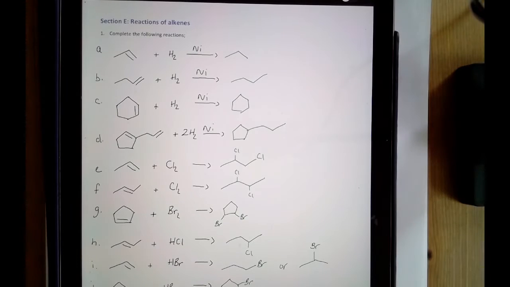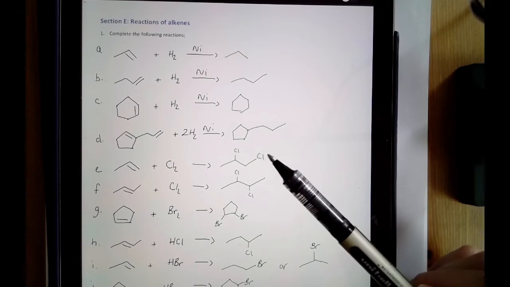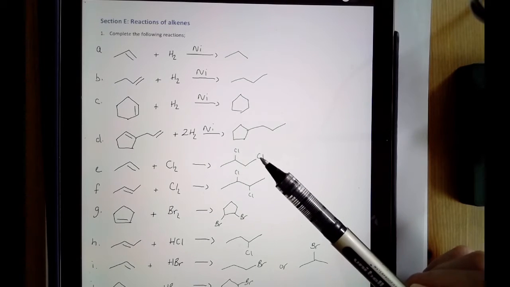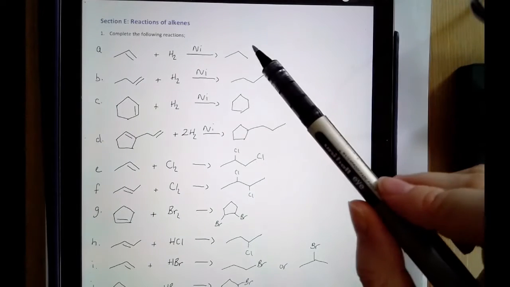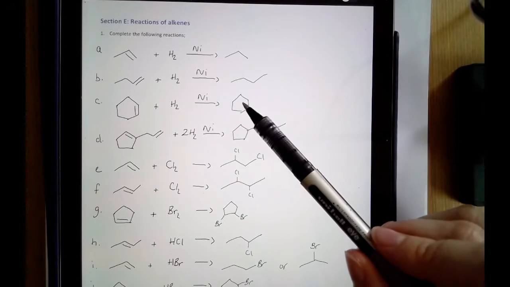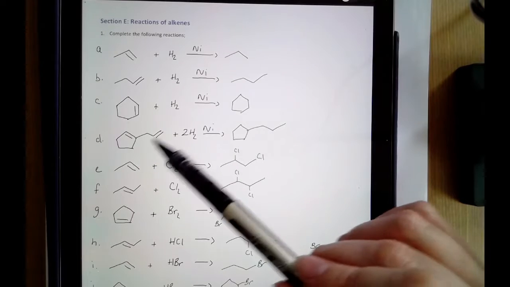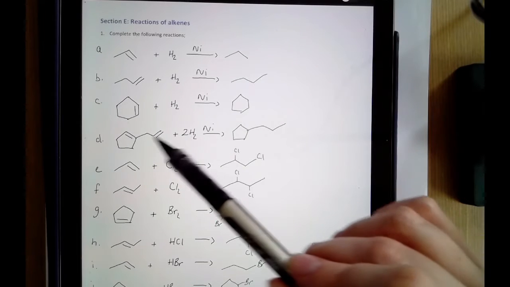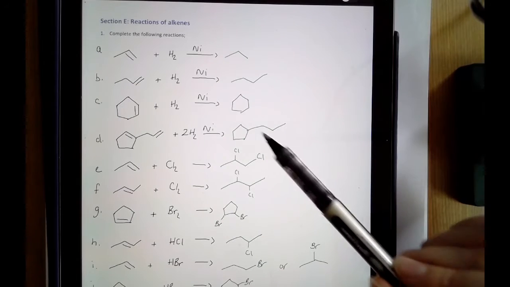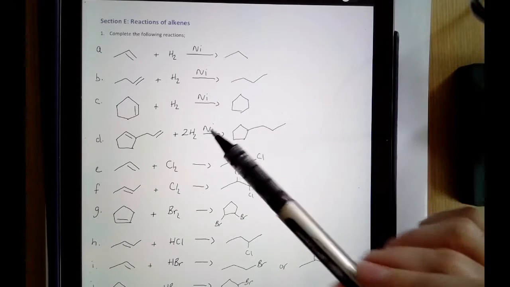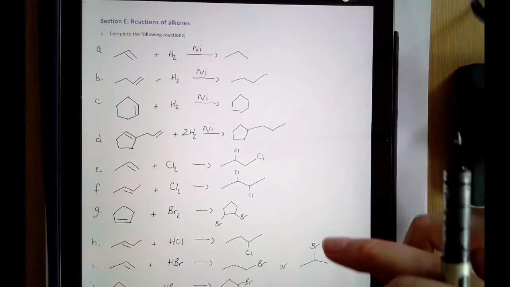Okay, so I've done out the answers here. I haven't drawn the hydrogens in because it's skeletal formula. You shouldn't really be drawing the hydrogens in. So here I'm just going from an alkene to an alkane, and I'm doing that every time. I'm just losing the double bond. In D, I've got 2 equivalents of H2, so I can get rid of both of those double bonds and just end up with my alkanes. And you'll see that it's always in the presence of a nickel catalyst when you react with hydrogen.